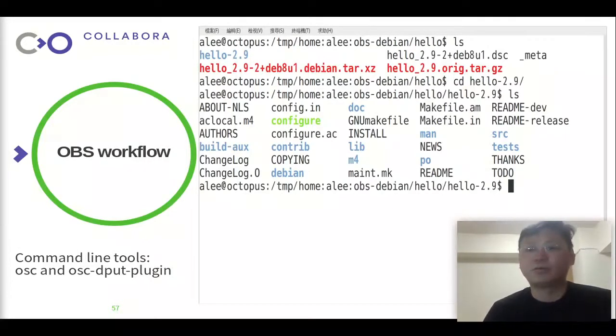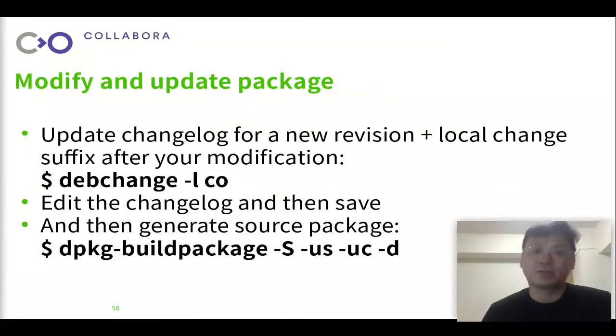And then what we should do is just modify and update the package as usual, as we do for a Debian package. Once you update and modify the package, however, don't forget to update the changelog so we can rebuild the source package. In my practice, I always add another local change suffix after the revision number, so I use -l co. I use this to add the co as a suffix.